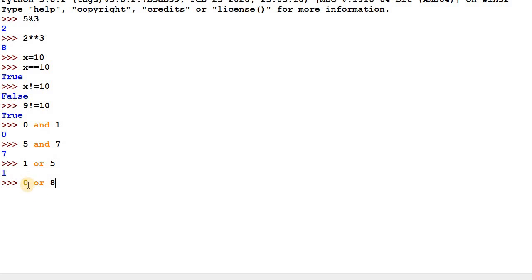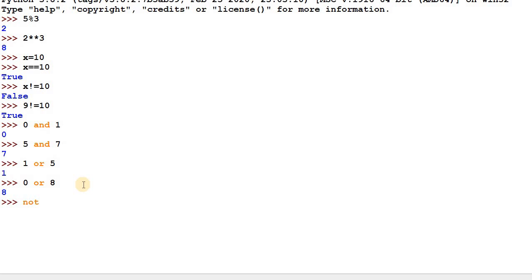Okay, so first it will check 0, because in OR, if both the operands are false, it returns false. So first it will check the first operand, which is false, then OR will check the second operand. If the second operand is also false, it will return the second operand. Now here the second operand is true, so it will return the true value, meaning 8 it will return. So in this way, the OR operator evaluates in Python.